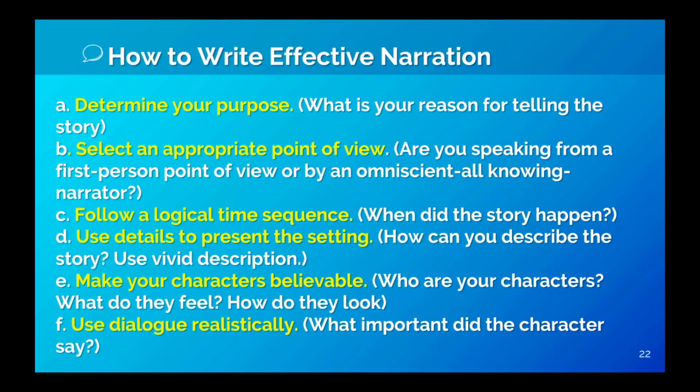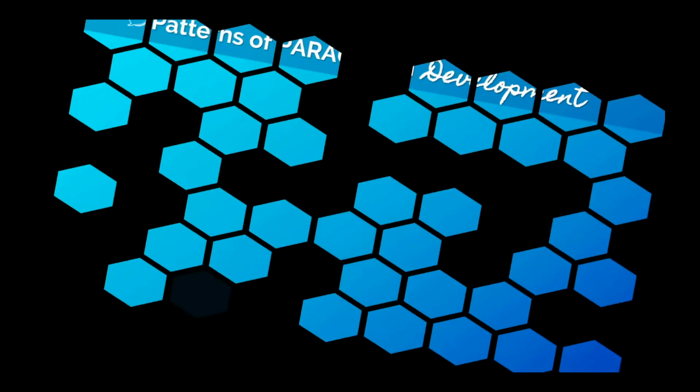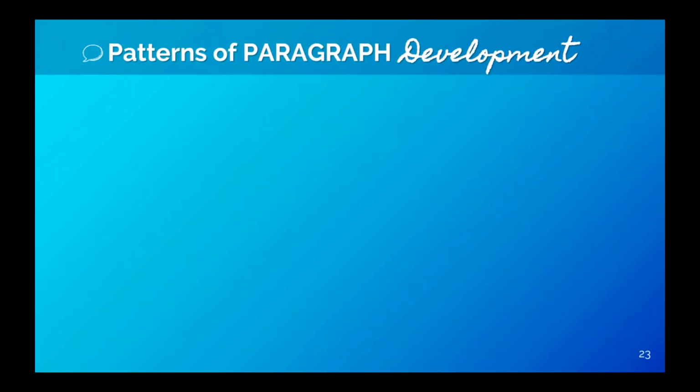And finally, use dialogue realistically. What is something important that the character said in the story? If there are important dialogues, include them, but if there are not many significant dialogues you have to put in your story, it's okay. You can just tell the story as it is. Okay? So again, the first pattern to write a paragraph is by telling a story.